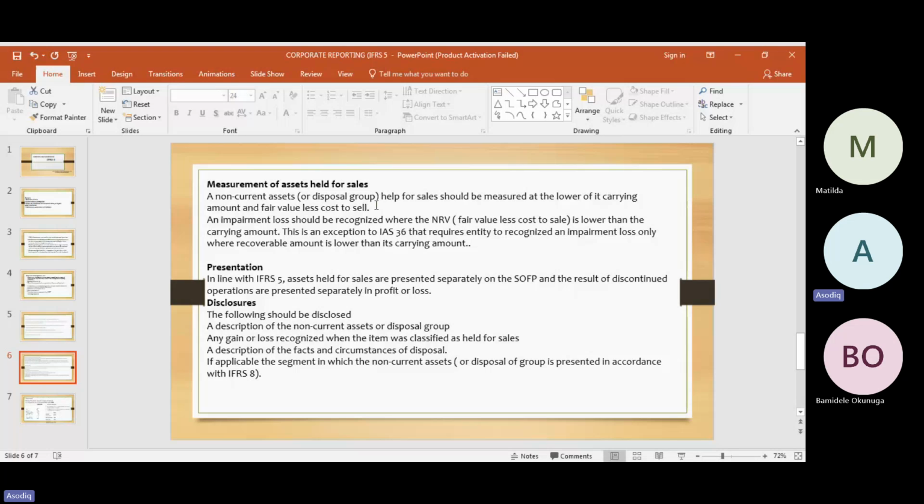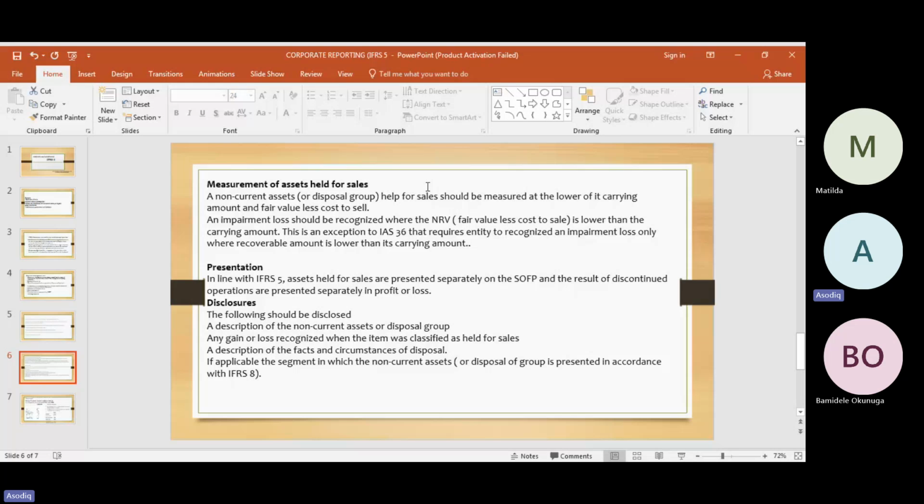Don't forget that with your inventory, you are categorizing two things. That means you are categorizing your what? Your carrying amount and your fair value less cost to sell, basically, your realizable amount. That means the lower of the two is what you are going to use to recognize that particular asset. So that is the meaning.